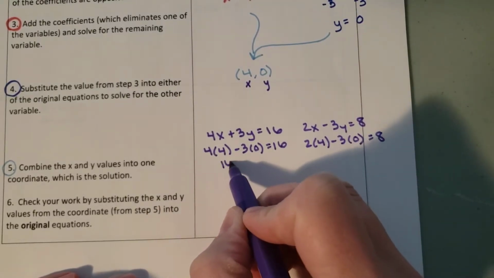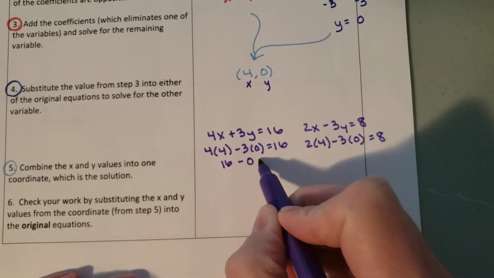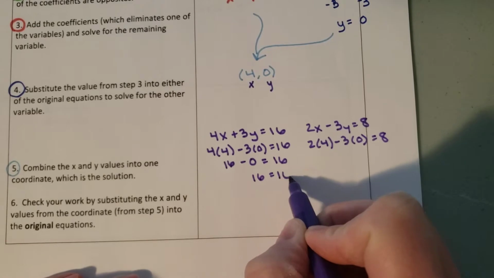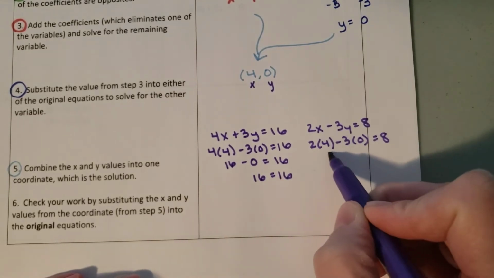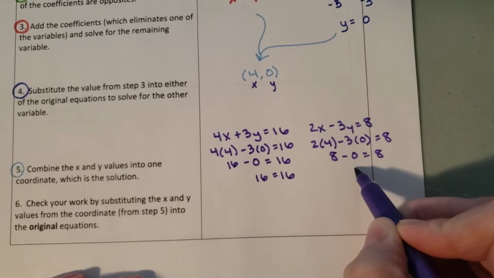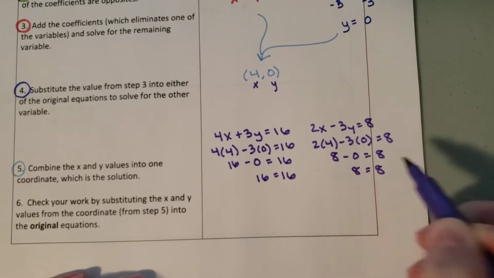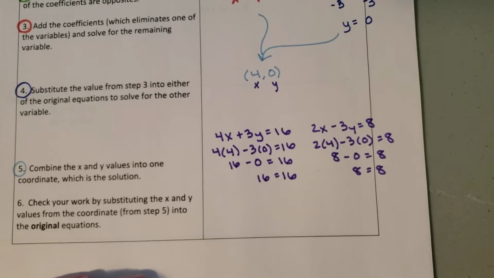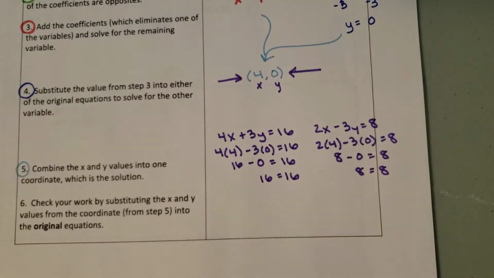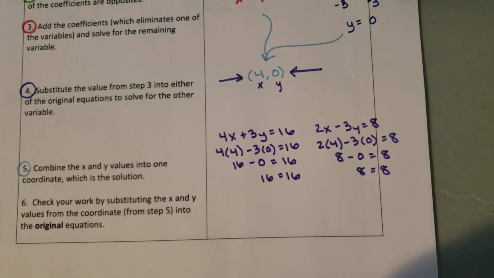4 4's is 16. Minus 3 zeros is 0. Yeah, 16 minus 0 is 16. 2 4's is 8. 3 zeros is 0. 8 minus 0 is 8. So yeah, both of these balance out. So this is our solution to the system of equations, and we found it by combinations.